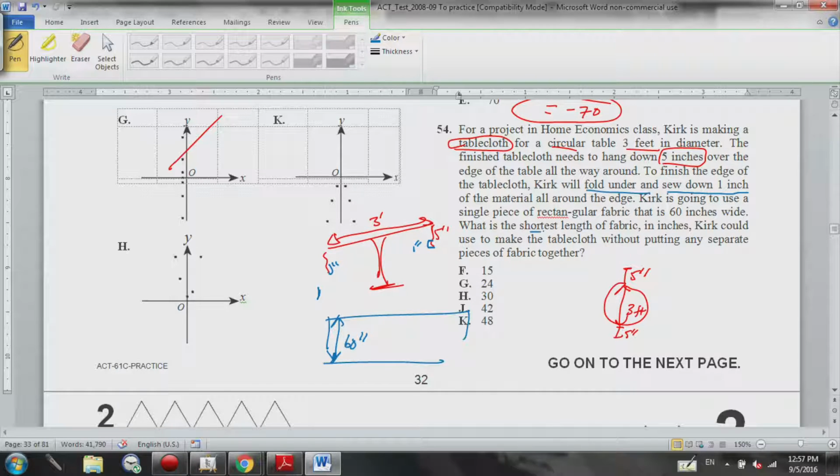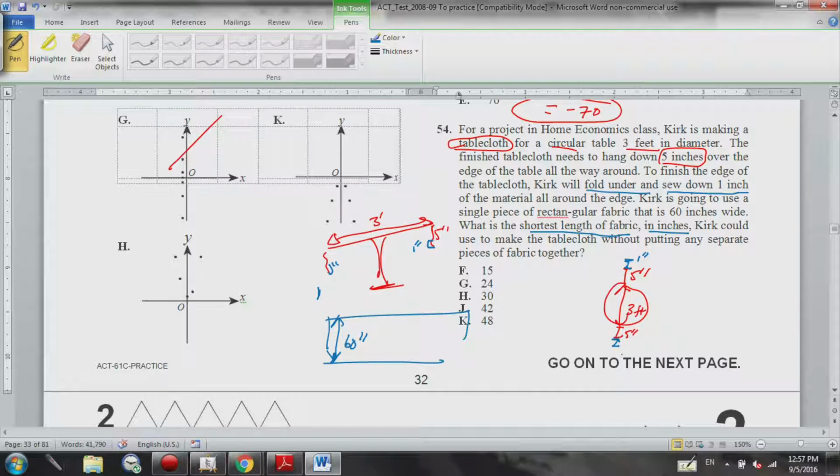Okay. What is the shortest length of fabric in inches Kirk could use to make the tablecloth without putting any separate pieces of fabric together? Okay. That's, all right. So this is an easy question if you understand what they're actually asking for. And it's a mind-boggling question, I think, otherwise.